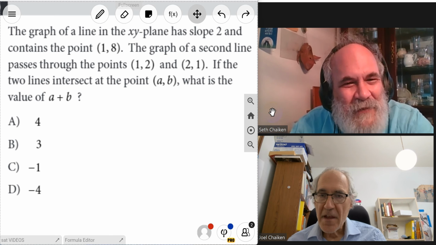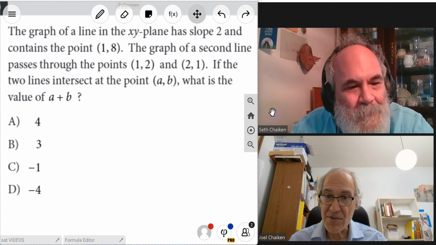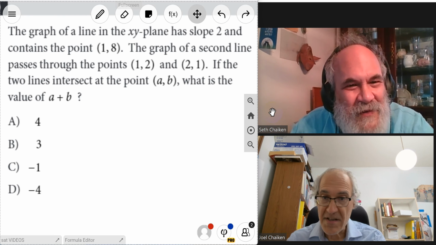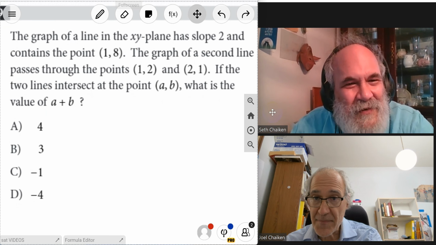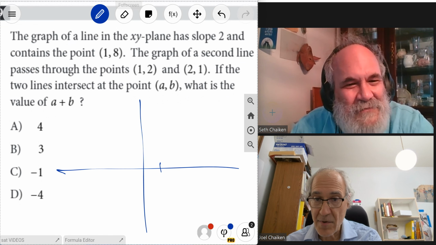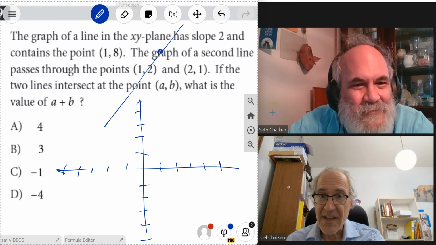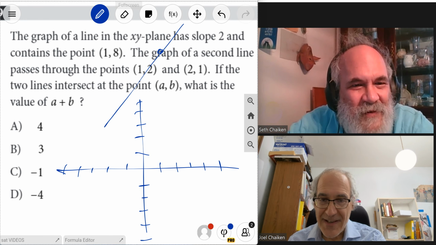Okay, so the way I did this the first time I saw it, is I figured, well, we know that the intersection of two lines is where they cross, so it's not a bad approach to actually try to do it. Put down quadrant 1, with axes from 1 to 5. This is a question that takes a while to do. Okay, so the first line goes through the point (1, 8). Oh my God, it's all the way up there. Now it has a slope of 2, so it's a positive slope, right?